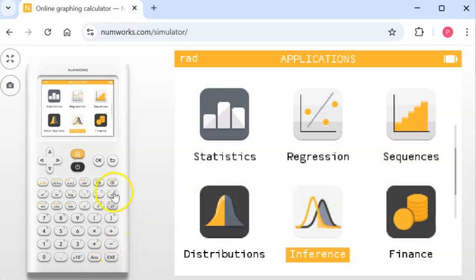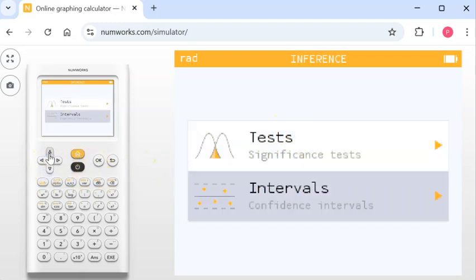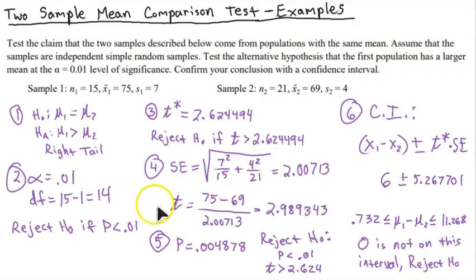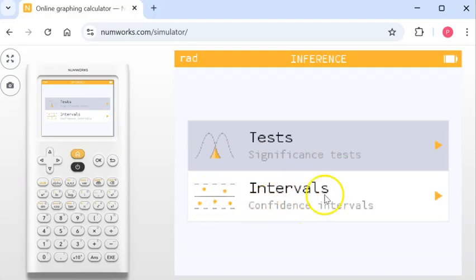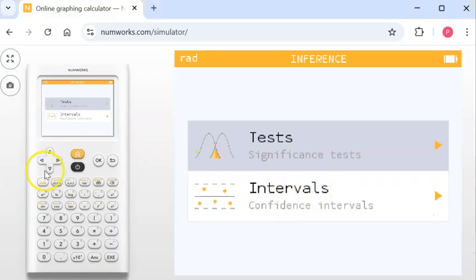So we're going to hit OK on Inference. And look, it says tests and intervals. Wow, those are two of the things that we've been learning a lot about lately. Confidence intervals, significance tests, this is good news. All right, so here in tests, that's where we're going to find the t statistic. In intervals, that's where we're going to find our standard error. So let's do the standard error first.